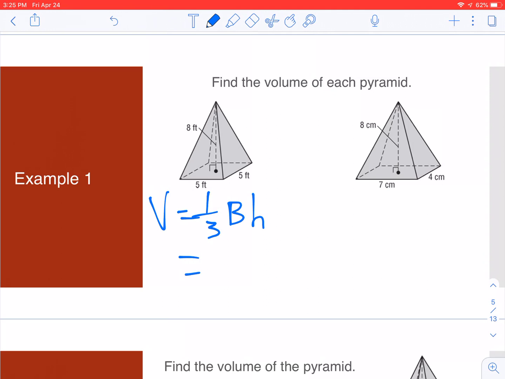Area of the base is 5 times 5. 1/3 times 25 times 8. And we're going to get 66.7 cubic feet. When you type that out, I did it very quickly, but that's what you'll get.